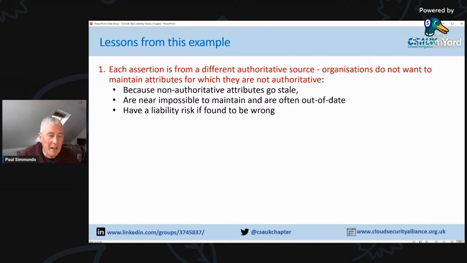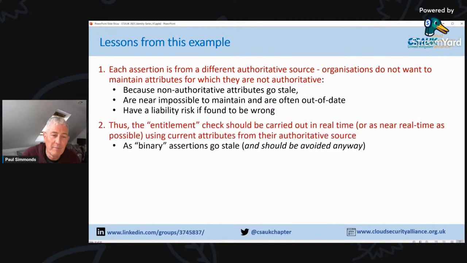And more importantly, in this case, if something horribly goes wrong and little Jimmy ends up getting hurt or killed, then there's an inquest. And if I am shown to be taking little Jimmy out with stale attributes, those organizations who issued them would have a liability risk if found to be wrong. Thus, the entitlement check, am I entitled to take them canoeing, should be carried out in real time or as near real time as possible.